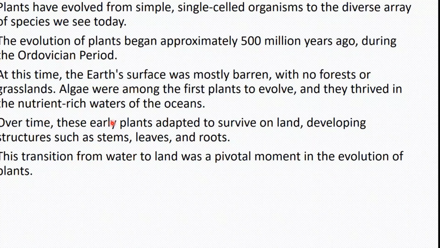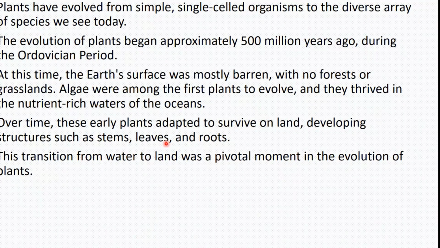So over time, these early plants adapted. What are they talking about? They're talking about the algae now. These early plants adapted to survive on land, developing structures such as stems, roots, and leaves. So these are the adaptations, the characteristics that they had to develop in order to survive on land.